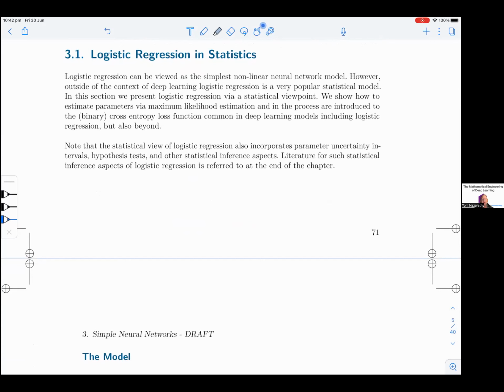Section 3.1: Logistic Regression in Statistics. Logistic regression can be viewed as the simplest nonlinear neural network model. However, outside of the context of deep learning, logistic regression is a very popular statistical model. In this section, we present logistic regression via a statistical viewpoint. We show how to estimate parameters via maximum likelihood estimation, and in the process are introduced to the binary cross-entropy loss function in deep learning models, including logistic regression, but also beyond.